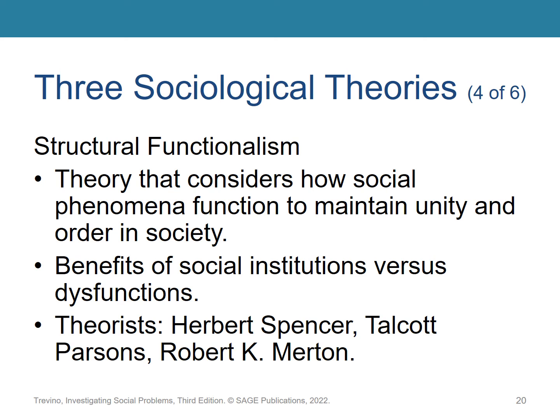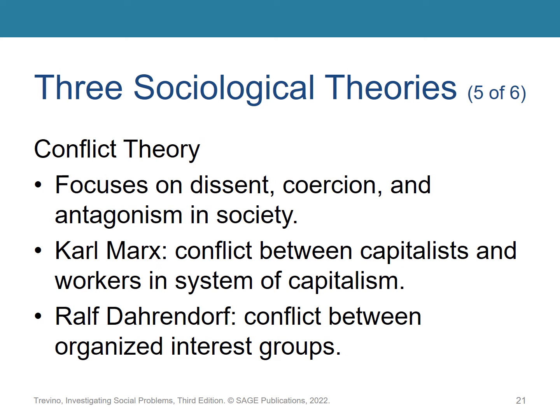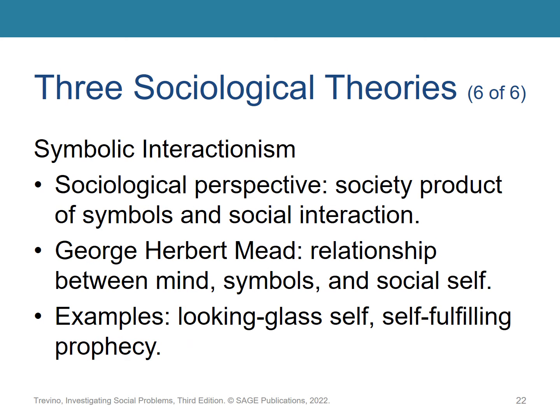You have several theorists like Herbert Spencer, Talcott Parsons, and Robert K. Merton. Then conflict theory is an additional theory which focuses on dissent, coercion, and antagonism in society. Karl Marx talks about a conflict between capitalists and workers and systems of capitalism. Very interesting, his perspective. Ralf Dahrendorf talks about conflicts between organized interest groups. As you can see, these are large-scale topics that these conflict theorists are talking about.